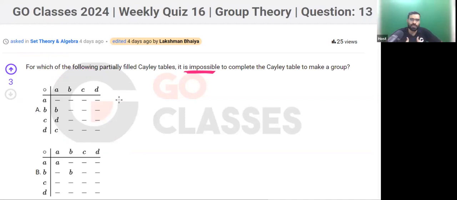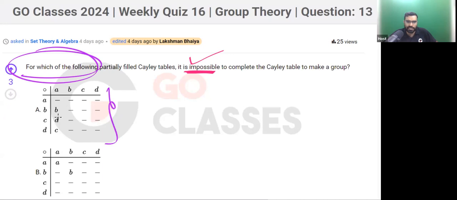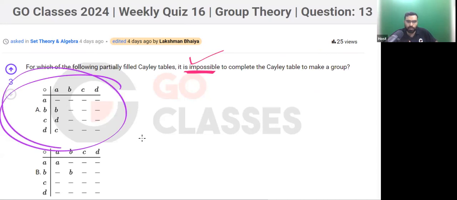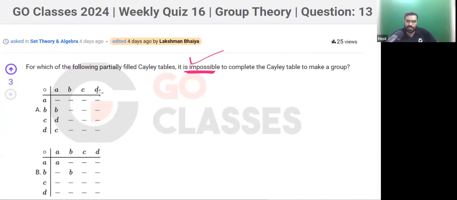If the question is asking it is impossible, then what will we try to do? We will try to make a group. If we cannot make a group, then we can say it is impossible. So let's see the first one. You need an identity element, do you agree with me? Very simple strategy: let's try to make it a group.